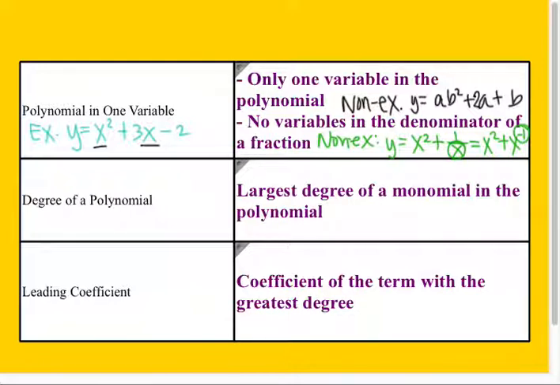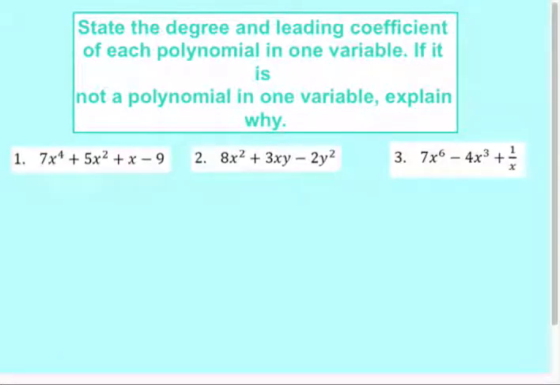So let's just go ahead and look at an example where we identify some of these things. We want to state the degree and leading coefficient of each polynomial in one variable. If it is not a polynomial in one variable, explain why. So you need to say it is a polynomial, or it isn't. Number one, I look at it, there is only one variable. There's no variables in the denominator, so it is a polynomial.